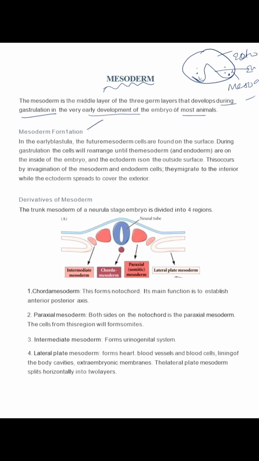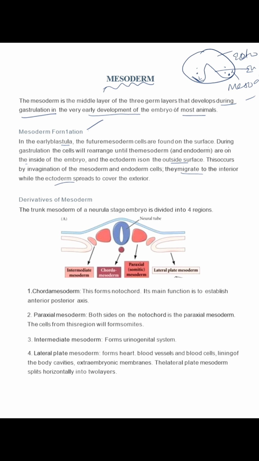In the early blastula, the future mesodermal cells are found on the surface. During gastrulation, the cells rearrange until the mesoderm is on the inside of the embryo and the ectoderm on the outside of the embryo. This occurs by invagination of the mesoderm and endodermal cells. They migrate to the interior while the ectoderm spreads to cover the exterior.